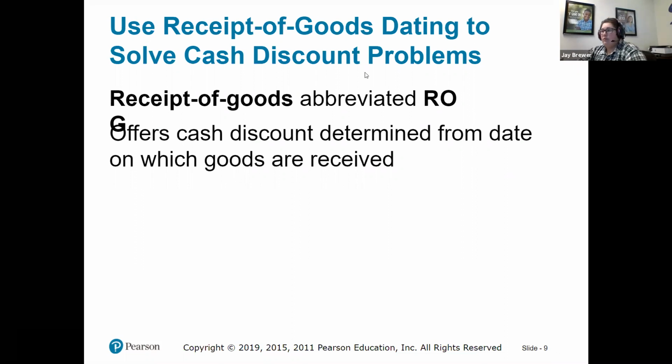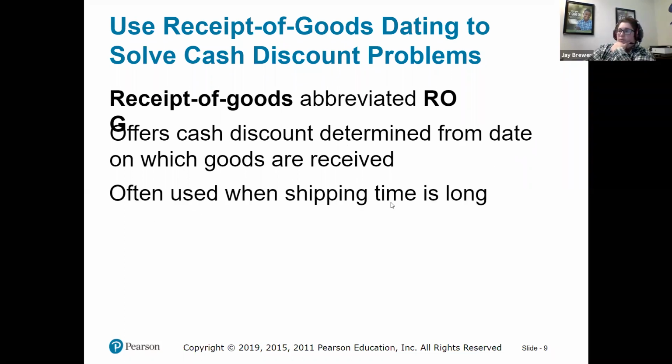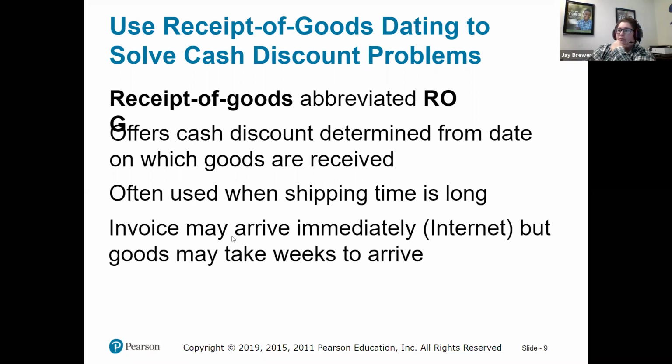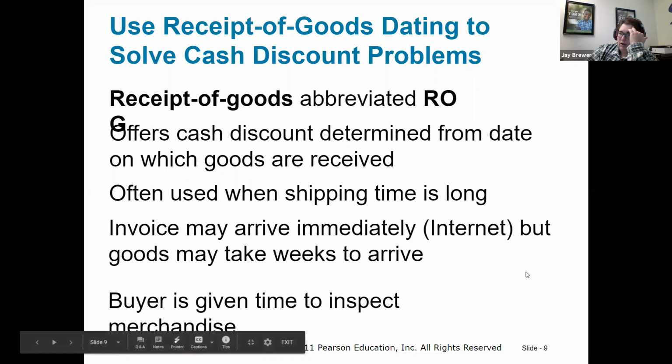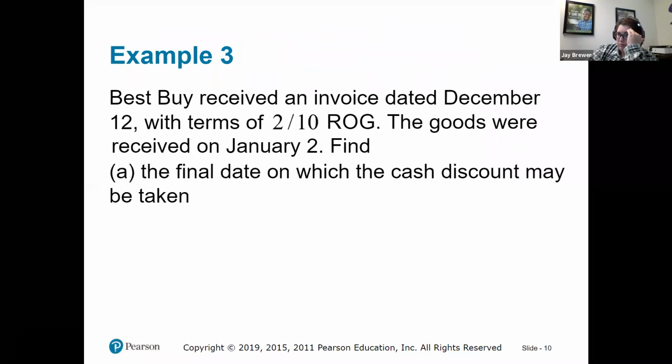All right, receipt of goods, abbreviated ROG, offers cash discount determined from date on which goods are received, often used when shipping time is long. Invoice may arrive immediately, but goods may take weeks to arrive. So if your company orders something from overseas, you will get the invoice immediately because you kind of need it for tracking purposes, but then you might not get the material until weeks later, especially right now. Buyer is given time to inspect the merchandise. That's always true.